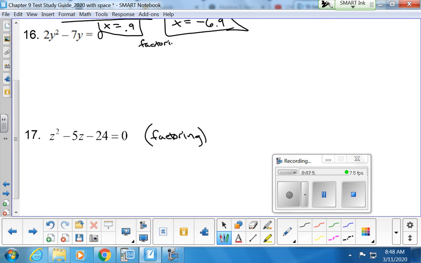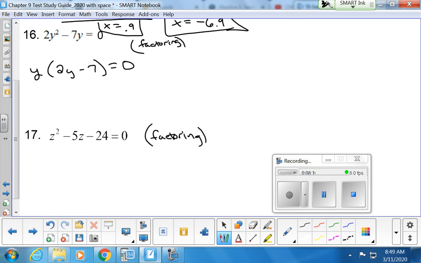Do you guys know what method of factoring we could use on number 16? Wait, is it the added plus thing? No, it's just common monomial. Yeah. There's a common monomial of a y in number 16. And if I pull the y out front, I'm left with 2y minus 7 on the inside. Do you see it? And then we utilize the zero product property.